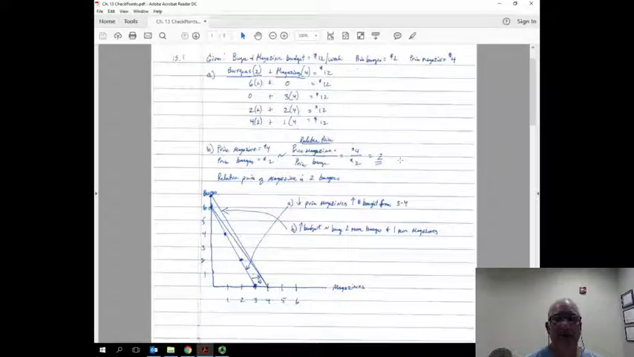Okay, excuse me, that's 2 burgers. So the relative price, the way you would answer it, would be the relative price of a magazine is 2 burgers, which we calculate right here.